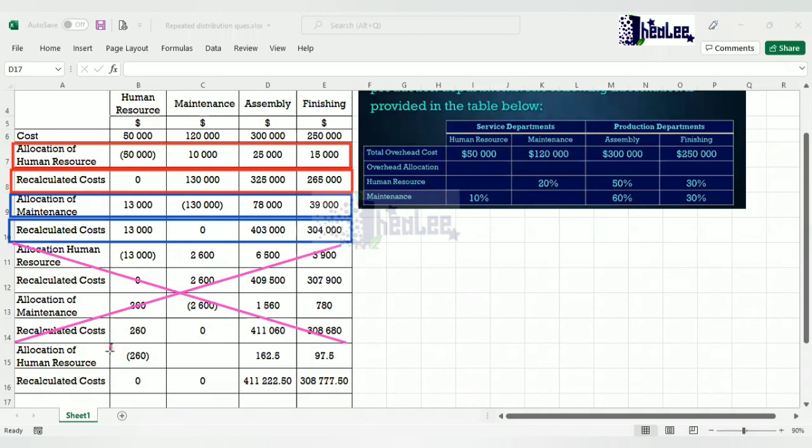So right here now, you would do allocation of human resource, but instead of the 260, what you would be sharing would be this $13,000, if they say to limit it to 2 steps, 3 steps, etc. Or they may just tell you the value, the range in which would basically be seen as where the value is minimal. So that takes us to the end of this session where we had looked at using the repeated distribution method to allocate service departments costs.